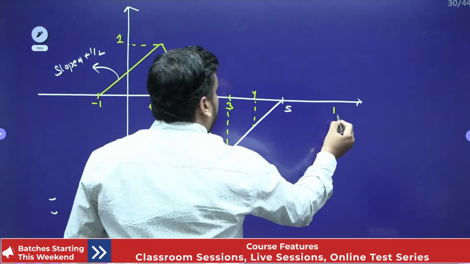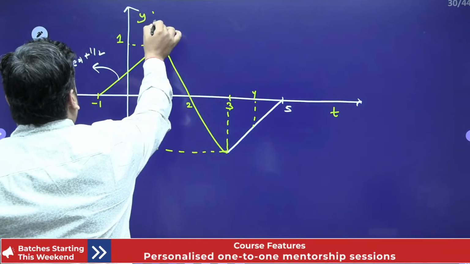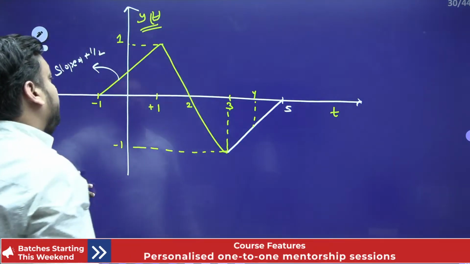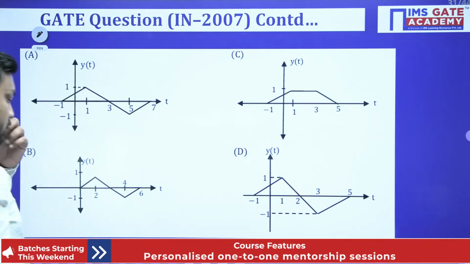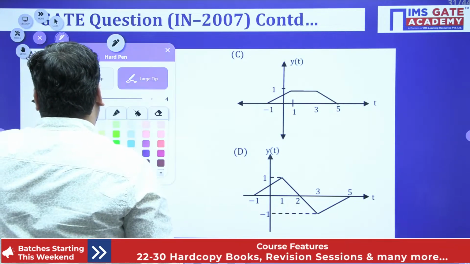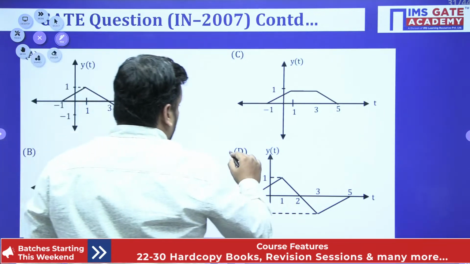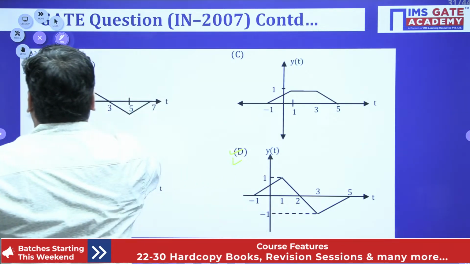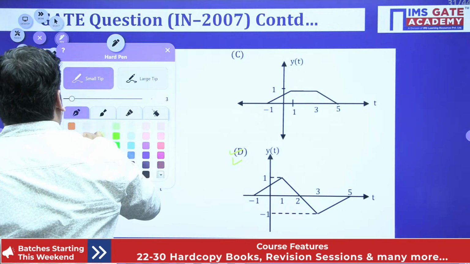So this is nothing but your final curve y(t), my dear student, and you have to check in which option it is given. It is given in option number D, for Delhi. It is only given in option D. I hope it is clear to you.